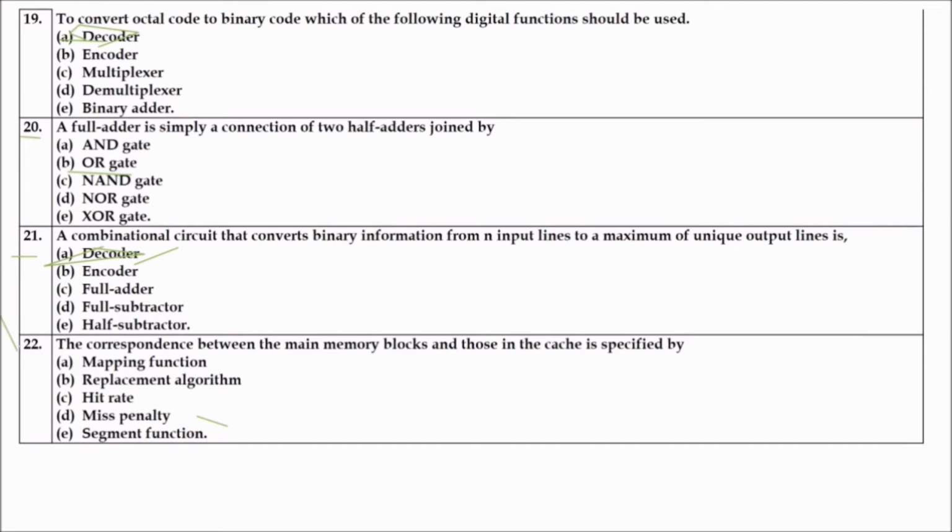Next, the correspondence between the main memory blocks and those in the cache is specified by what? The answer is the mapping function. We go with the mapping function because the correspondence between the main memory blocks and those in the cache is specified by the mapping function. This is because the basic characteristic of cache memory is fast access time, so very little or no time would be wasted when searching for words in the cache.